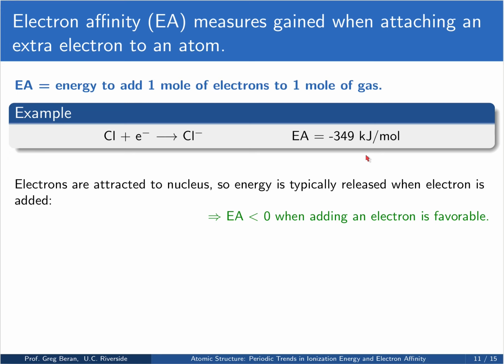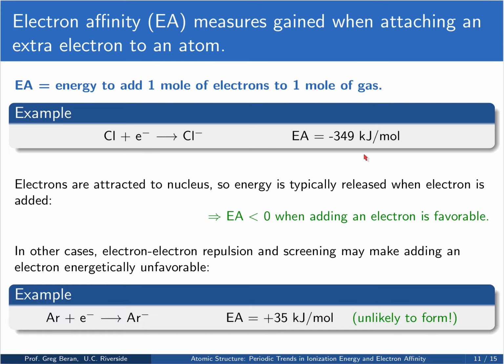Because electrons are attracted to the nucleus, energy is typically released from the system when the electron is added. Therefore, the electron affinity here has a negative sign, at least when adding an electron is a favorable process. In other cases, however, electron-electron repulsion and screening effects may make adding an electron energetically unfavorable.